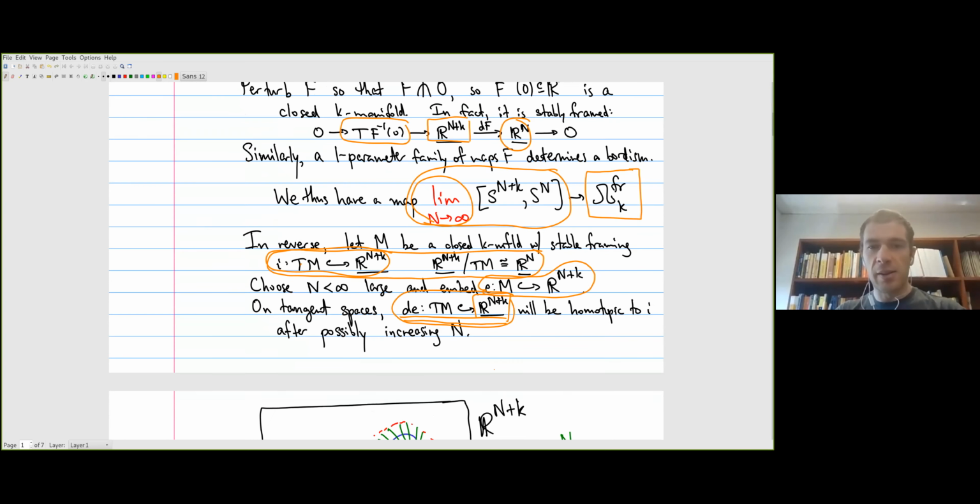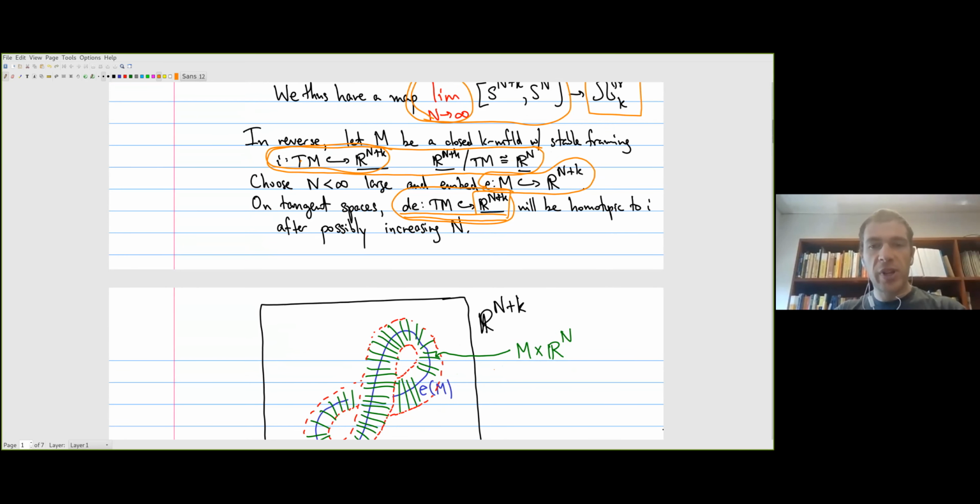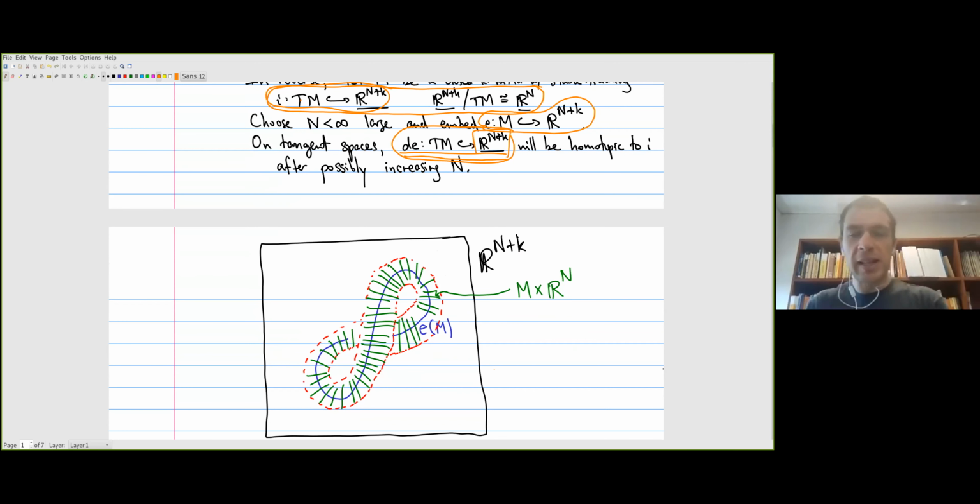Great. So now I think it's time for a picture. So we've embedded M as this blue curve, E of M, that's the image of our embedding, into R^(n+k). And it has a tubular neighborhood. Now, the tubular neighborhood is the total space of the normal bundle, but the normal bundle is trivialized by the fact that M is framed. The framing was this data. Right here is a trivialization of this quotient.